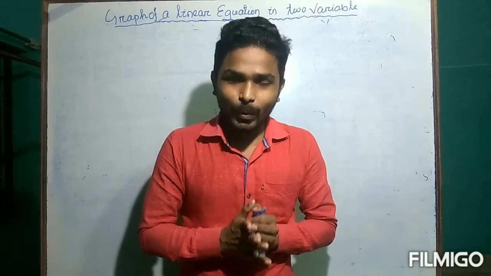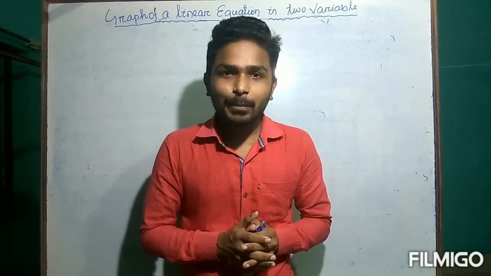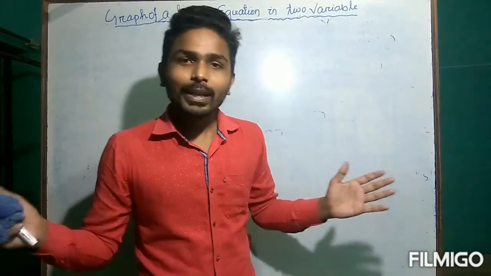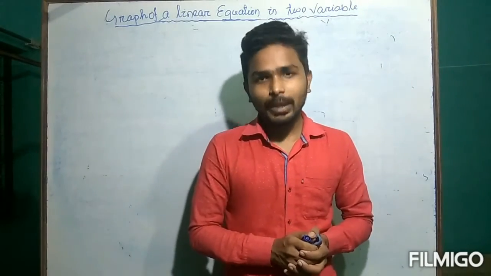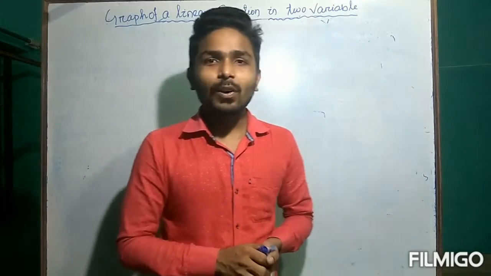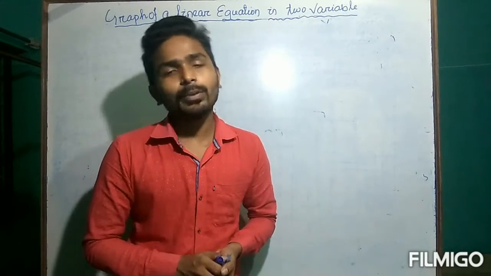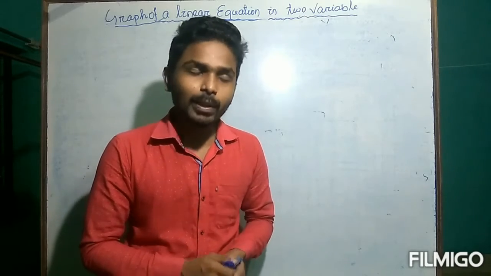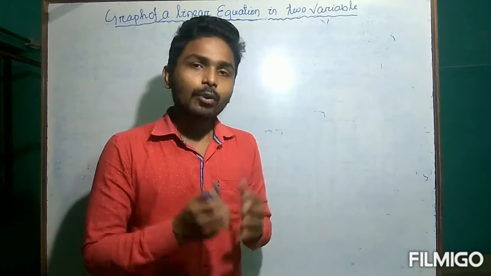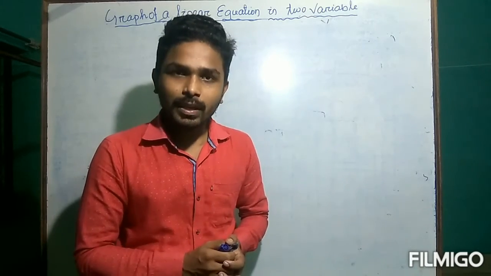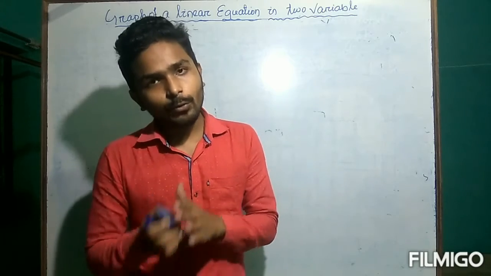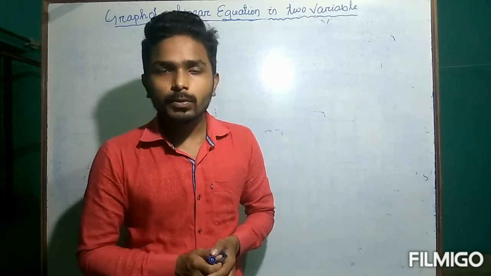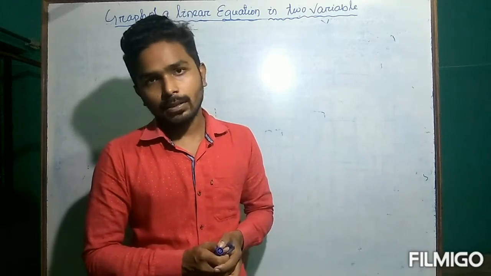Hello students, welcome back to lecture 6 of chapter 4, linear equations in two variables. In all the 5 previous lectures we have discussed many things on linear equations in two variables. There we discussed how to convert a linear equation in two variables into its general form, how to find the solution for a linear equation, as well as how to find the value of k if a particular pair of solution is given for a linear equation.